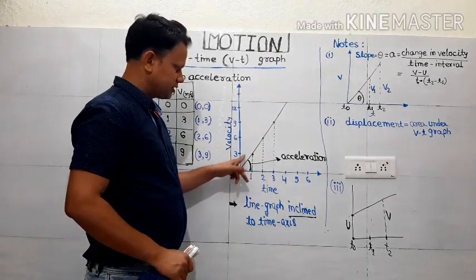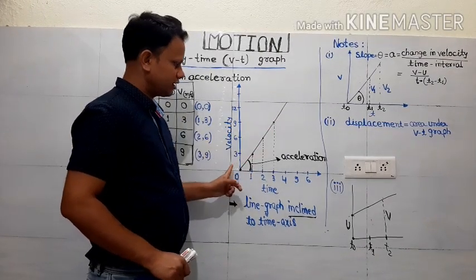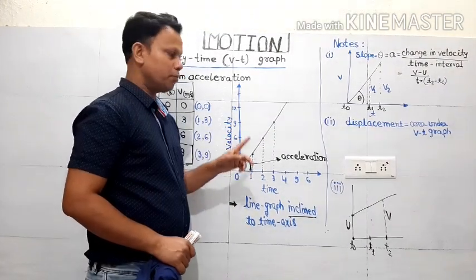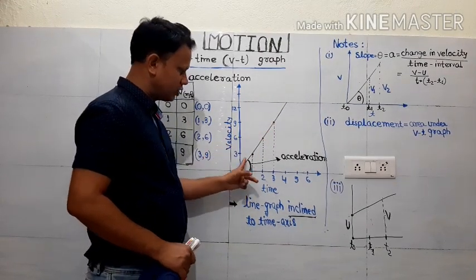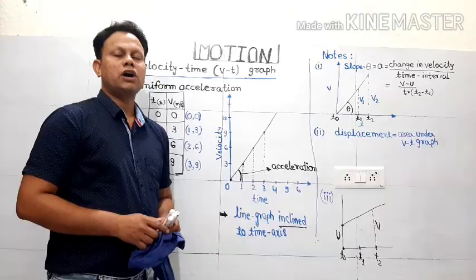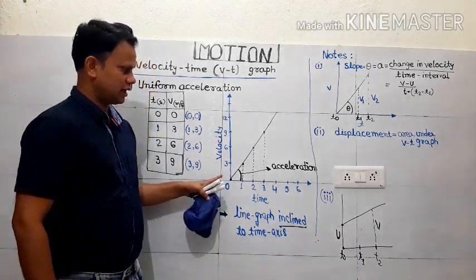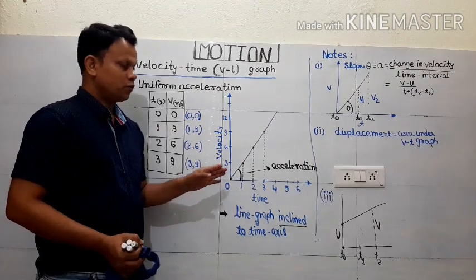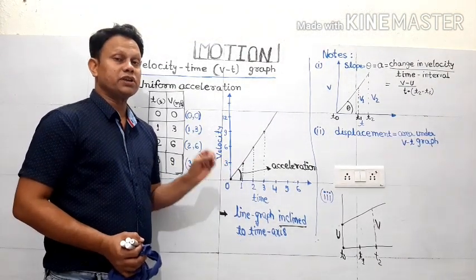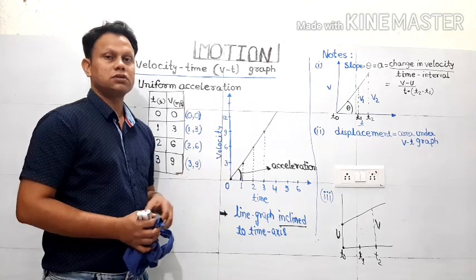Now when we are taking these points and joining them, we are getting again a line. But this line is not parallel, it is inclined to time axis. After getting the graph, which is a line graph inclined to time axis, we are going to understand some very important basic concepts related to this graph.